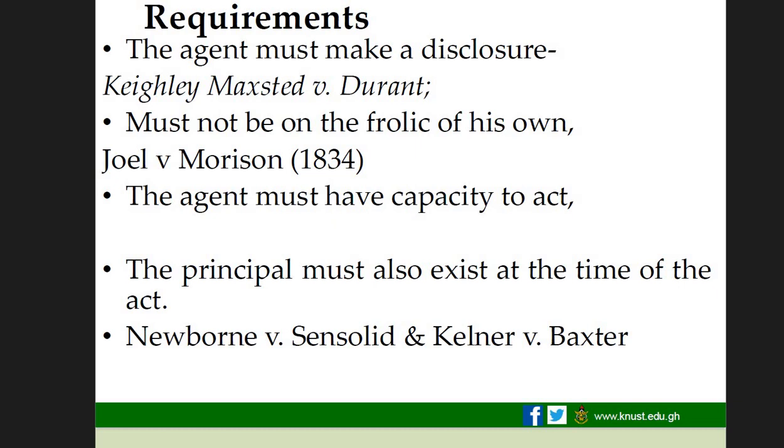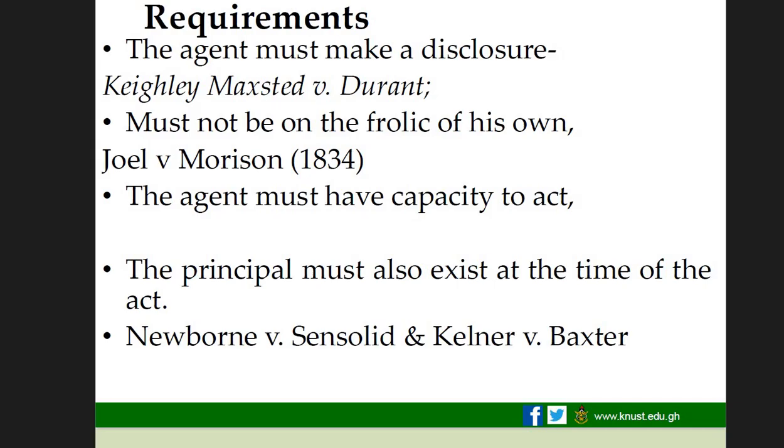Then we are saying the agent must not be on a frolic of his own. Here we are talking about acting personally or for personal gain. An employee, in the course of working, can just leave the workplace to visit a friend or someone. In the course of going, when you come across an accident, the employer is not liable. I hope you get that.